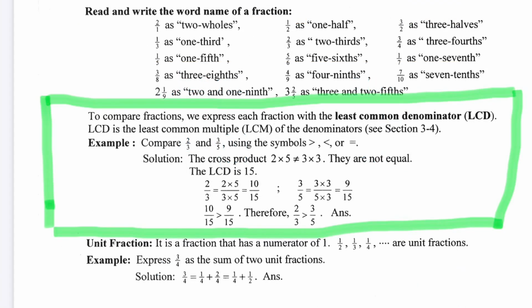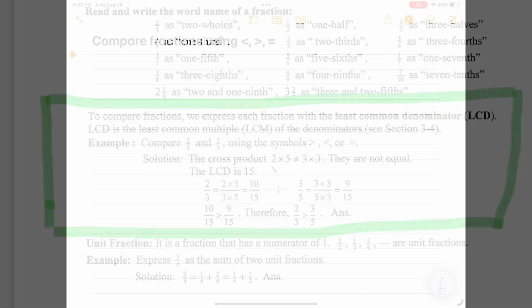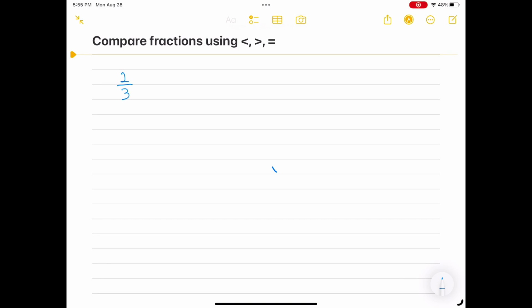To compare fractions, we express each fraction with the least common denominator, LCD. LCD is the least common multiple, or lowest common multiple, of the denominators. You can watch my video, lesson 23, on greatest common factor and least common multiple. To compare fractions, we must write them in equivalent fractions with common denominators.